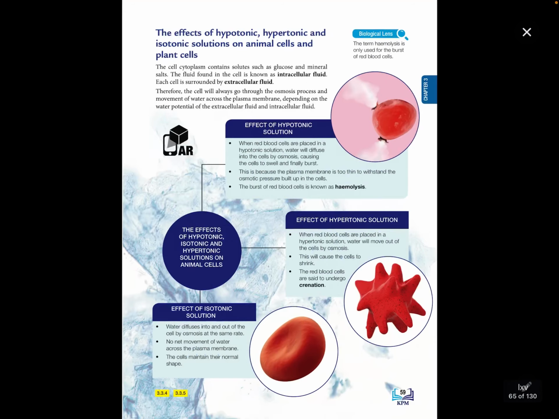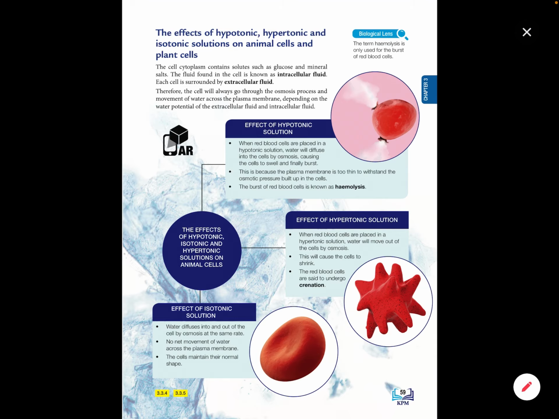So you see this question very often in objective tests. What will happen when red blood cells are placed in hypertonic, hypotonic, and isotonic solutions? In isotonic solutions, water will go in and out through osmosis at the same rate. So that means that the shape does not change.